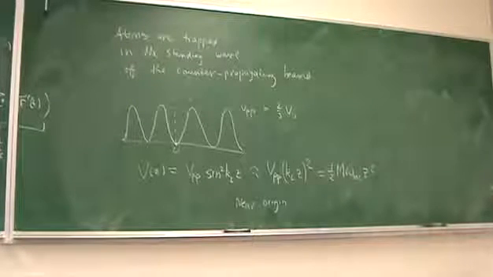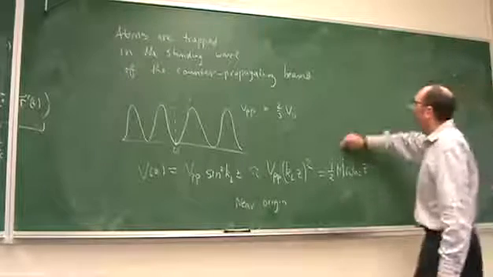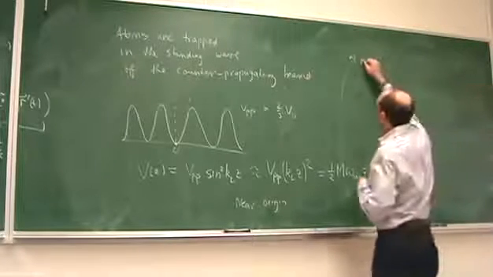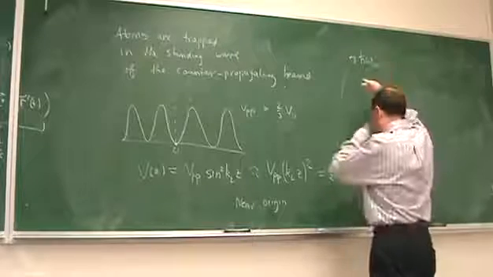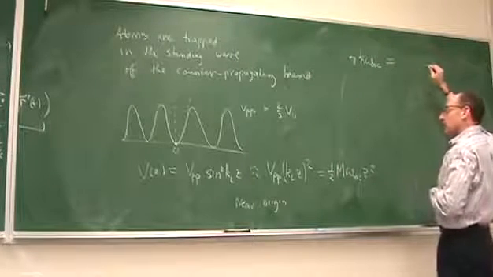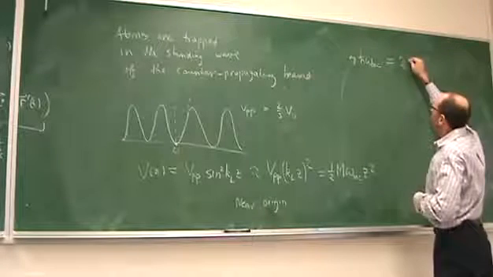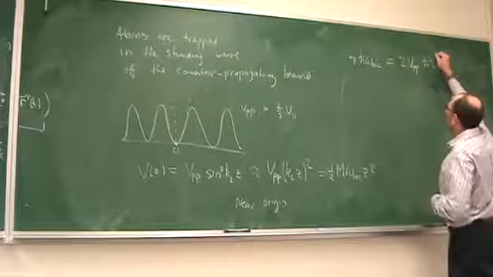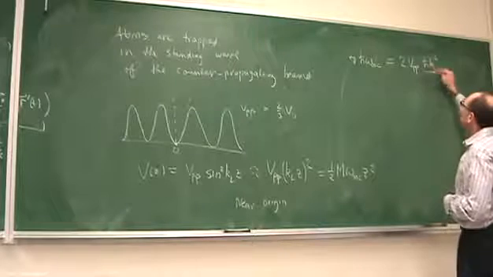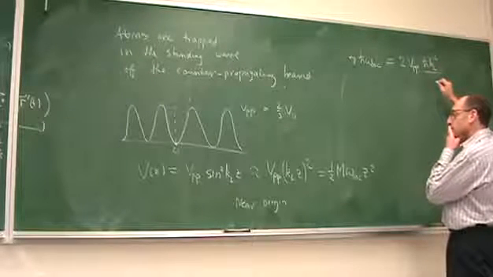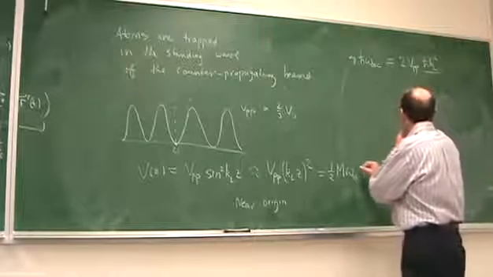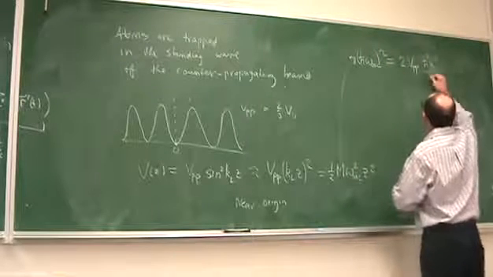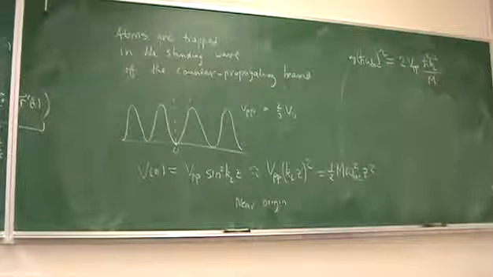So from this we can solve and find that if I write it as h bar omega oscillation, it is equal to twice the peak-to-peak height of that potential, h bar k_L squared, divided by the mass. Okay? So that's my harmonic oscillator.